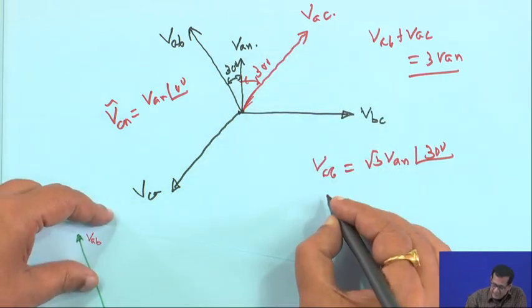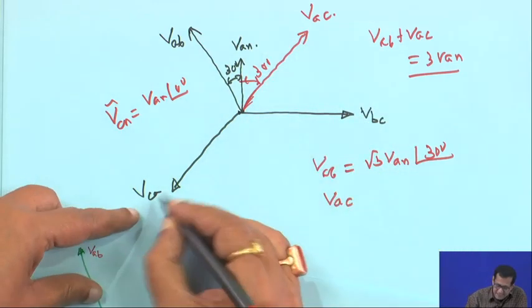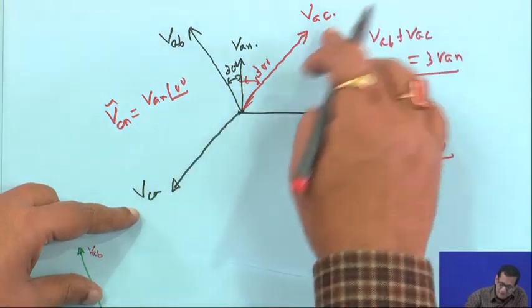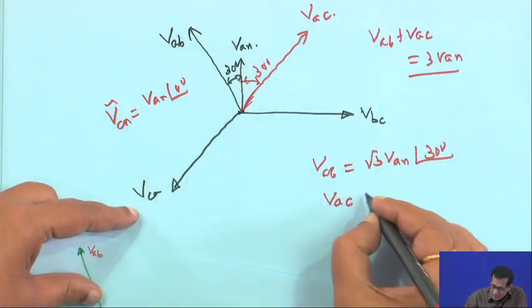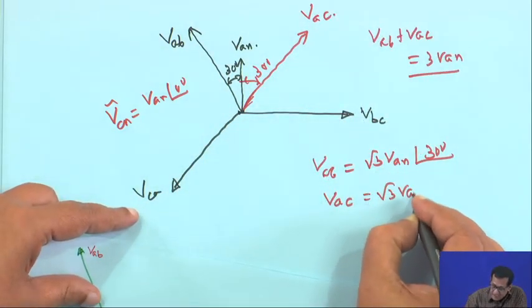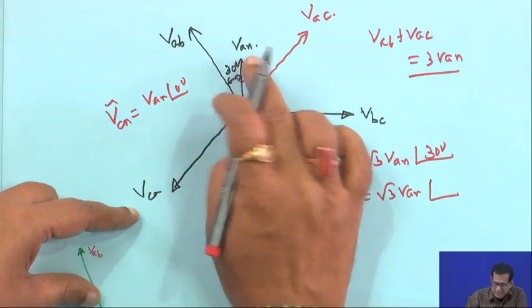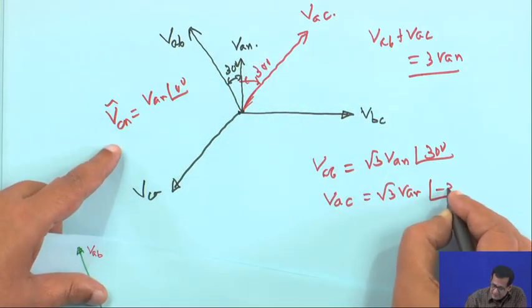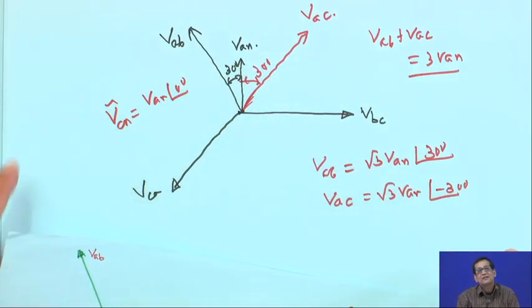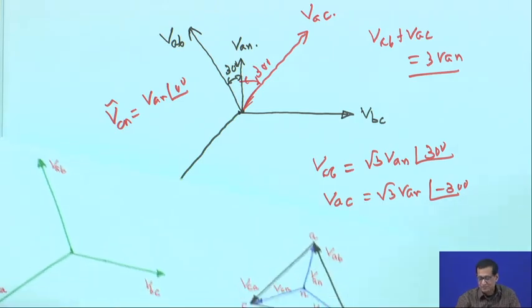Similarly, VAC, it was VCA, because we have taken 180 degree opposite, that is why VAC, right. VAC will also be root 3 VN, but the angle will be minus 30 degree, because if this is the reference, it is lagging, so it is minus 30 degree, right. Suppose it is understandable to you.